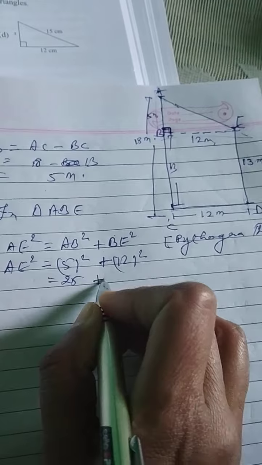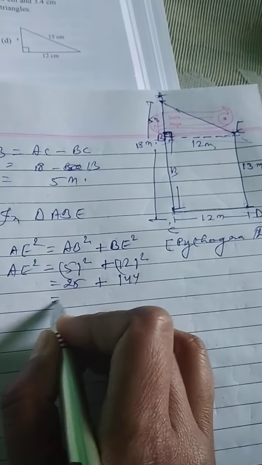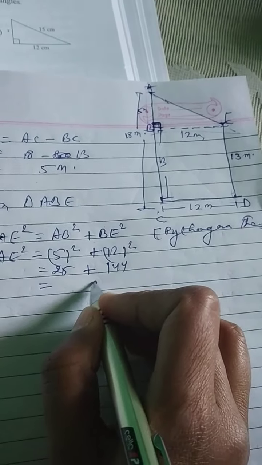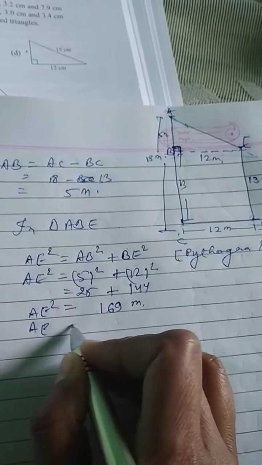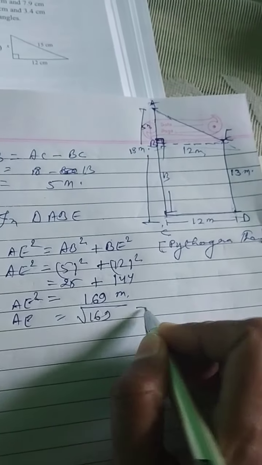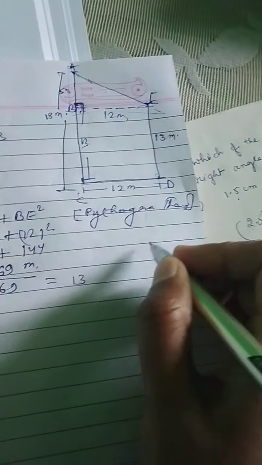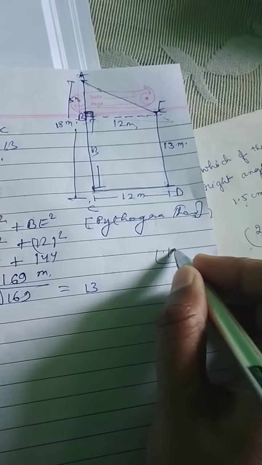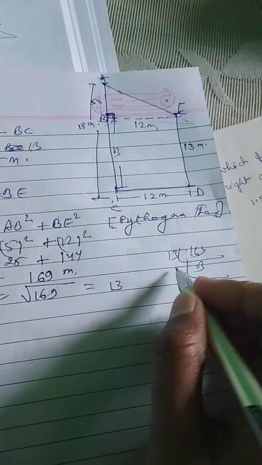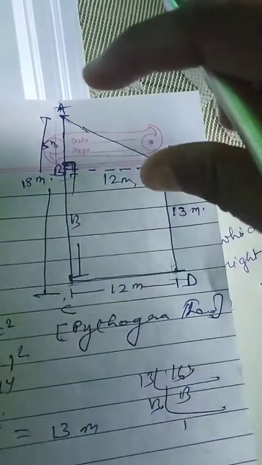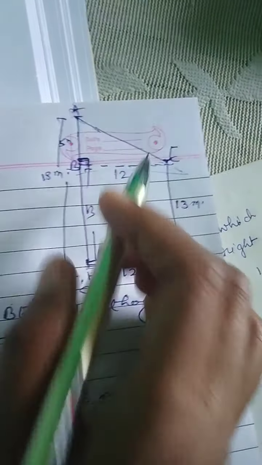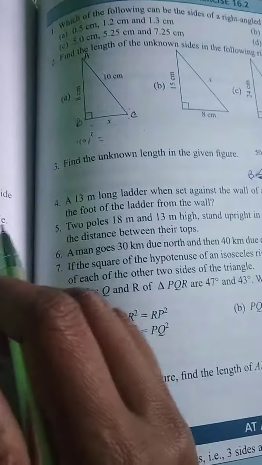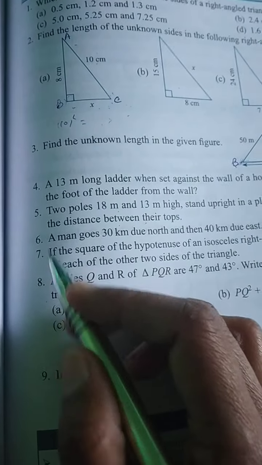So 25 plus 12 square, which is 144. 144 plus 25 will be equal to what? 169. But we have to find the value of AE, so the square will go to this side. It will become root 169. The root will be equal to 13 because 13 times 13 is 169. So 13 meter is the distance AE. AE means the distance between the tops of these two poles. Got it? Students, questions number 6, 7, 8, 9 we will discuss in the next video.